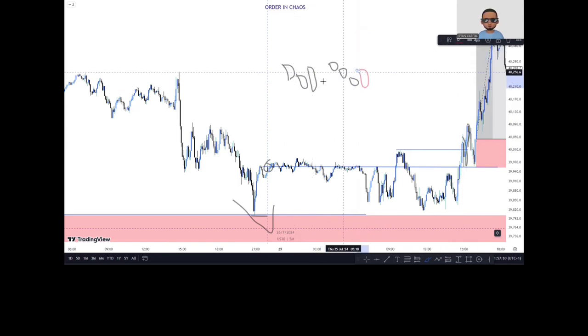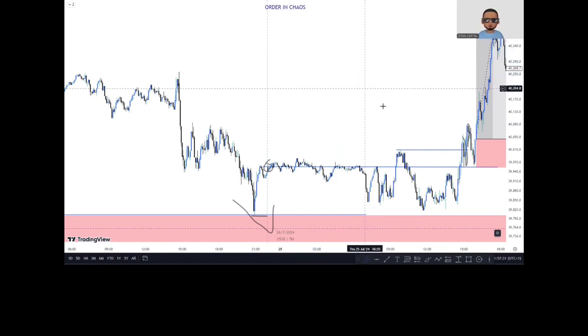Sorry about that, guys. So this is the entry model that I always preach. One bearish candle, two bearish candles, one bullish engulfing, or one bearish candle, two bearish candles, three bearish candles, one bullish engulfing. It could be any of these two, right? So that is the entry model that I use for this trade.